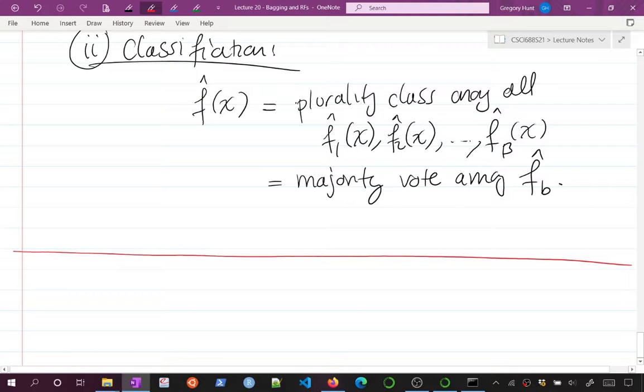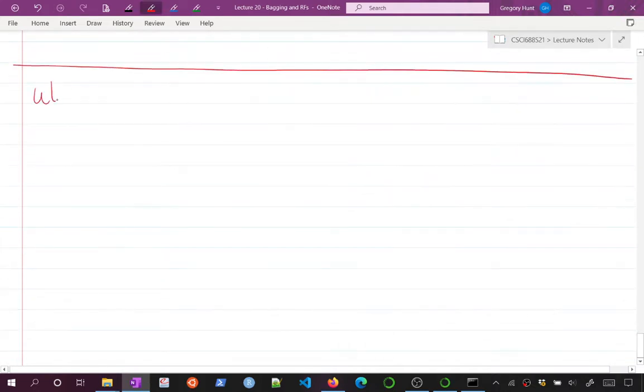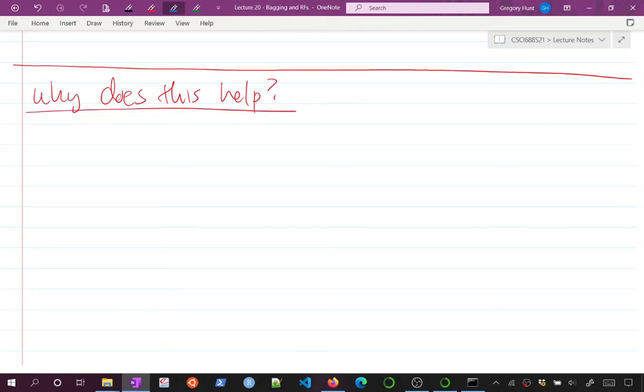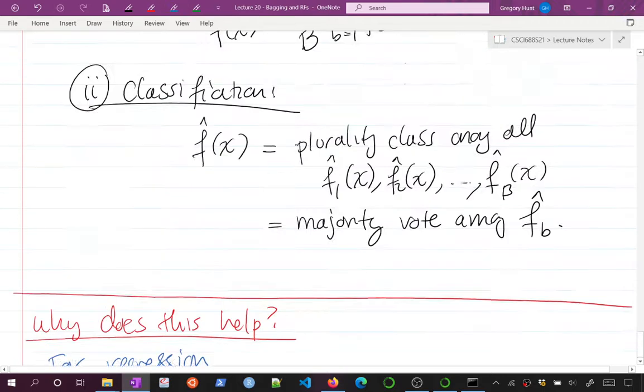So why is this a good idea? And why was I talking about X bar? Why does this work, or why does this help? Let's first talk about regression. That's the far easier case.